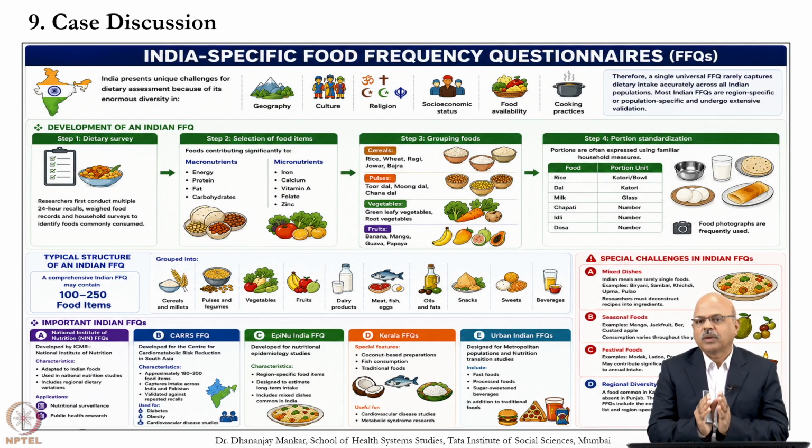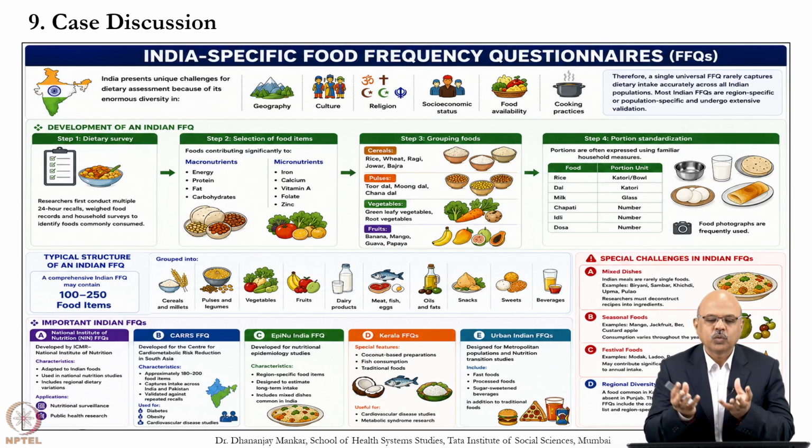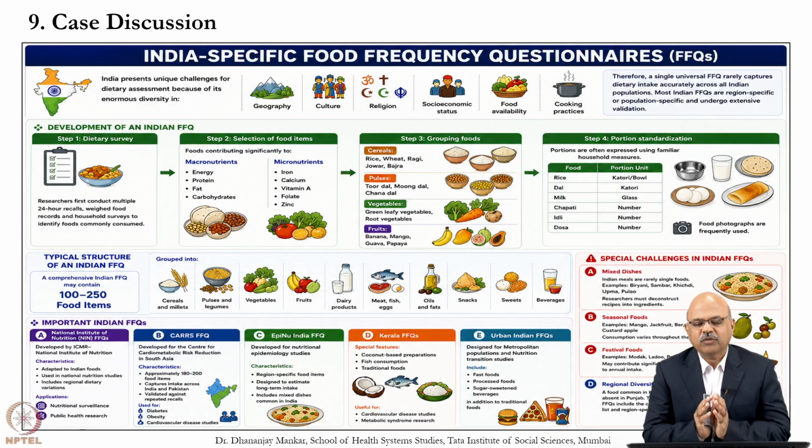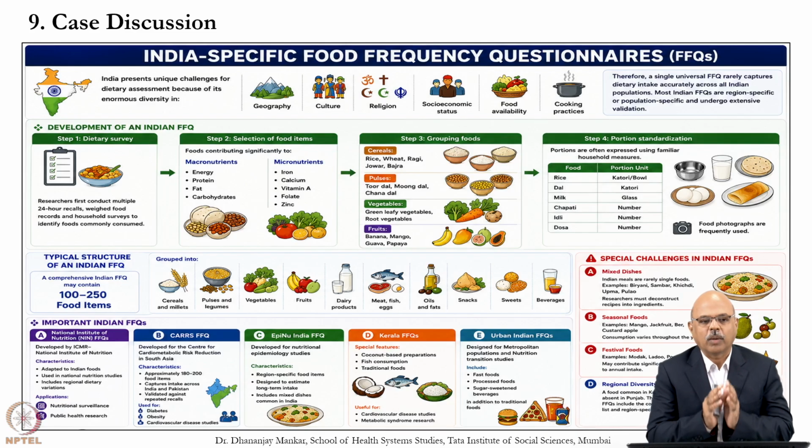Step 4 is the portion size, where Indians usually take rice in the form of a bowl or katori, or dal in terms of katori, or milk in terms of glass, or chapati in numbers. So number versus the usual measurement part. The typical structure of an Indian FFQ is comprehensive.